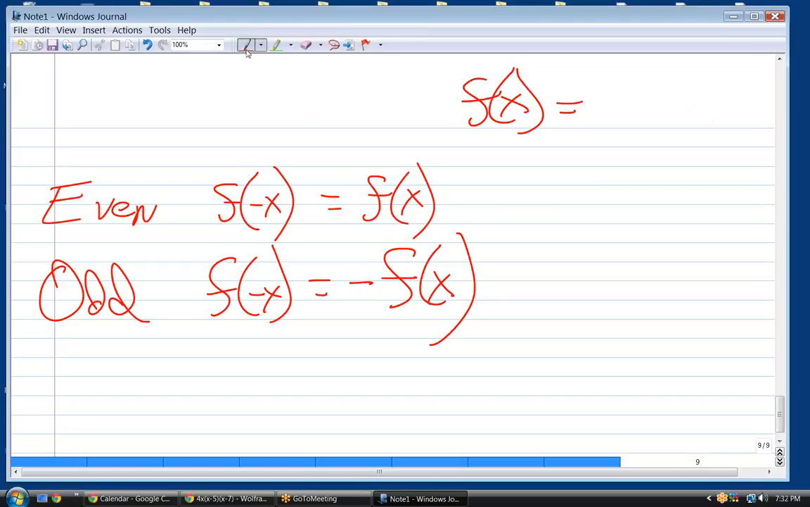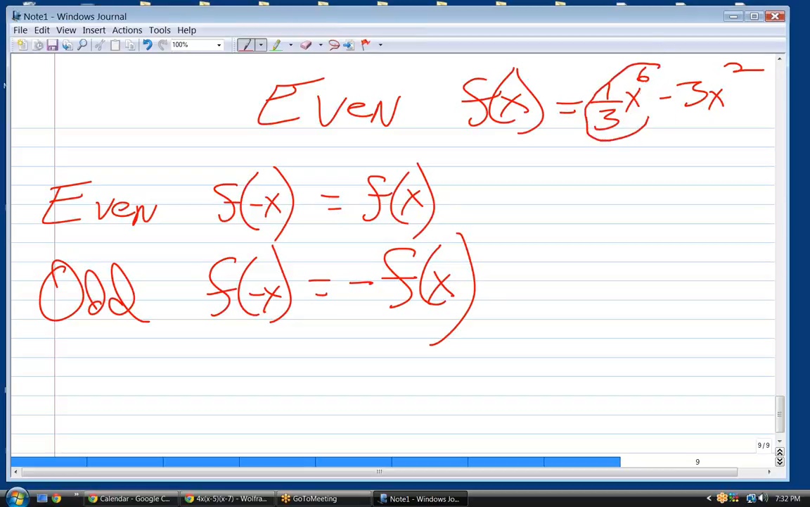And then the next one is one third x to the 6 minus 3x squared. Is that going to be even or odd? Even. We don't have to do a lot. We can put it through our test, but we already know that when we have an even exponent on x in a polynomial like this, it doesn't change when we try f of minus x, and neither does that. So f of minus x is going to be f of x.